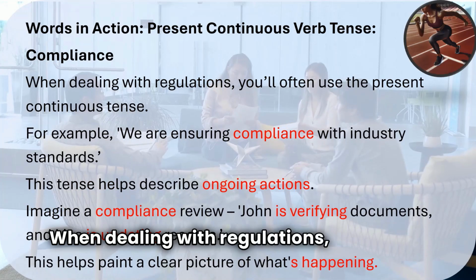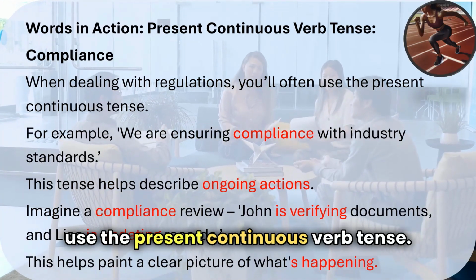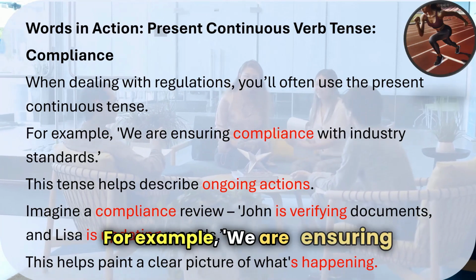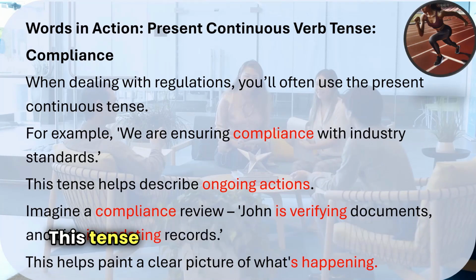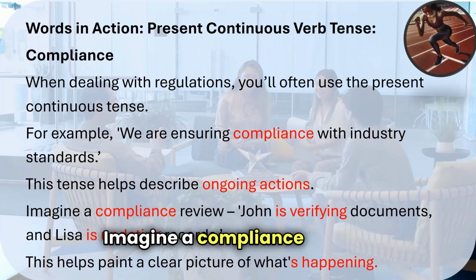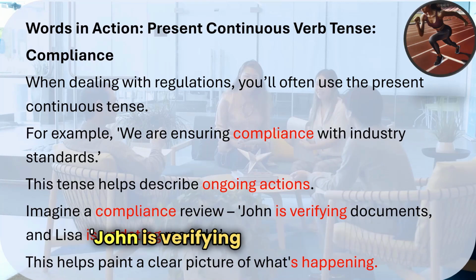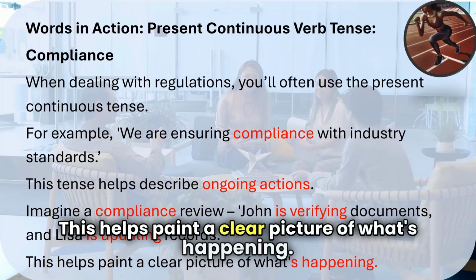When dealing with regulations, you'll often use the present continuous verb tense. For example, we are ensuring compliance with industry standards. This tense helps describe ongoing actions. Imagine a compliance review. John is verifying documents and Lisa is updating records. This helps paint a clear picture of what's happening.